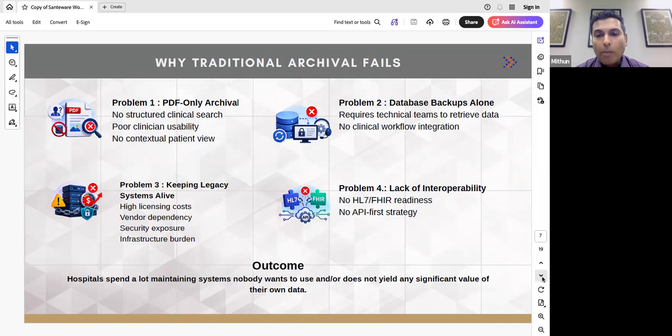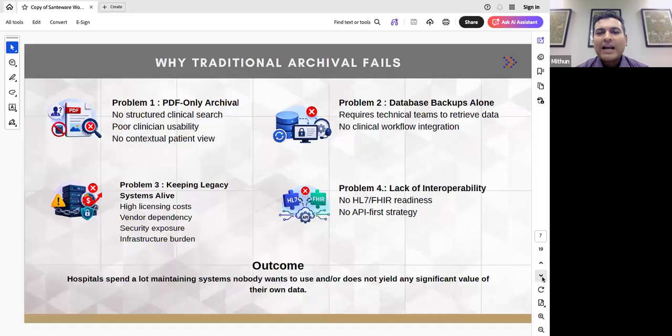Now, these are the four most common ways in which hospitals sometimes archive their data from their legacy systems. One is the PDF-only archival, which basically means you export everything into a PDF document and then store that PDF document in a document management system. Now, here the problem, as everybody can imagine, is that it's not structured data. You lose the clinical context. Clinicians don't have the visibility. They cannot search very specific things. There is no context, and it is very hard. And at the end of the day, it just becomes another document sitting there in your system without giving you the output that you require. So much information is lost because of this process.